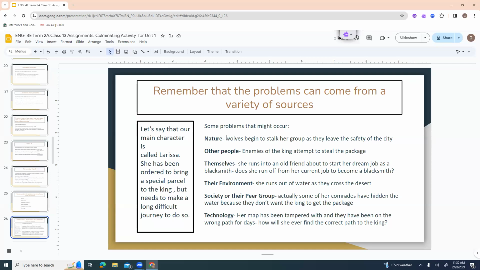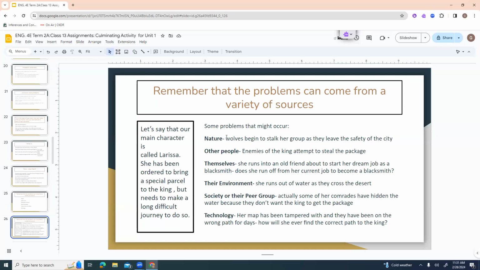Society or their peer group. Some of the comrades have hidden the water because they don't want the king to get the package. Maybe people within her small group are actually working against her. Technology. Her map has been tampered with and they've been on the wrong path for days. How will they ever find the correct path to the king? It could be like a wagon breaks down, the horses get sick.